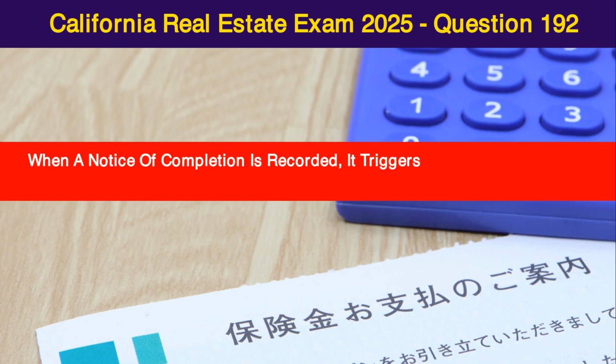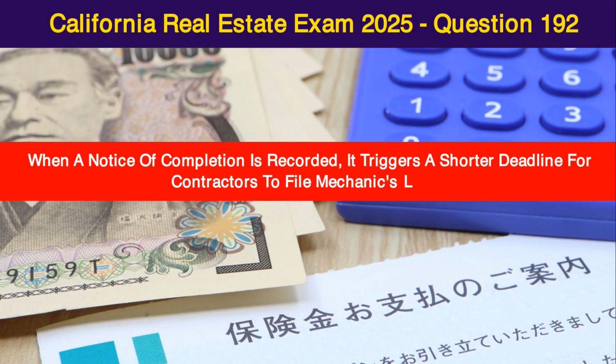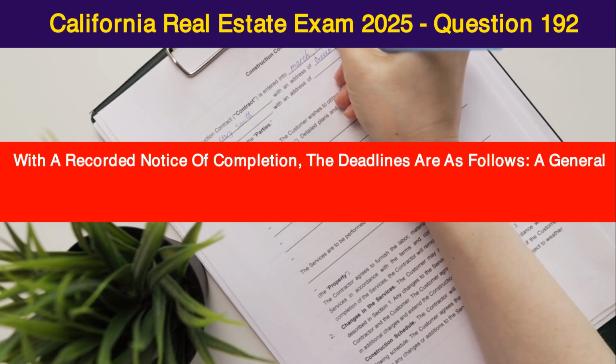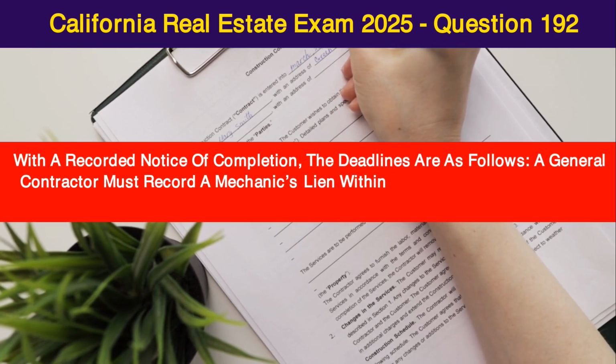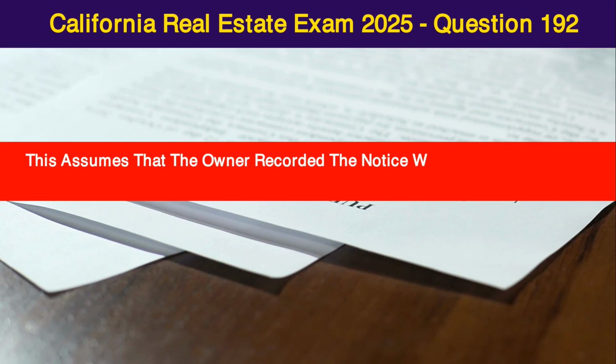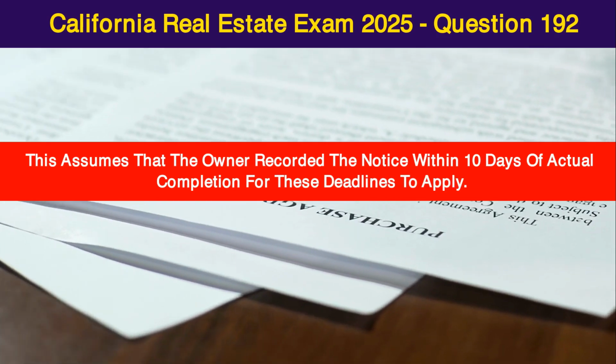When a notice of completion is recorded, it triggers a shorter deadline for contractors to file mechanic's liens. With a recorded notice of completion, the deadlines are as follows. A general contractor must record a mechanic's lien within 60 days. A subcontractor or supplier must record such a lien within 30 days. This assumes that the owner recorded the notice within 10 days of actual completion for these deadlines to apply.